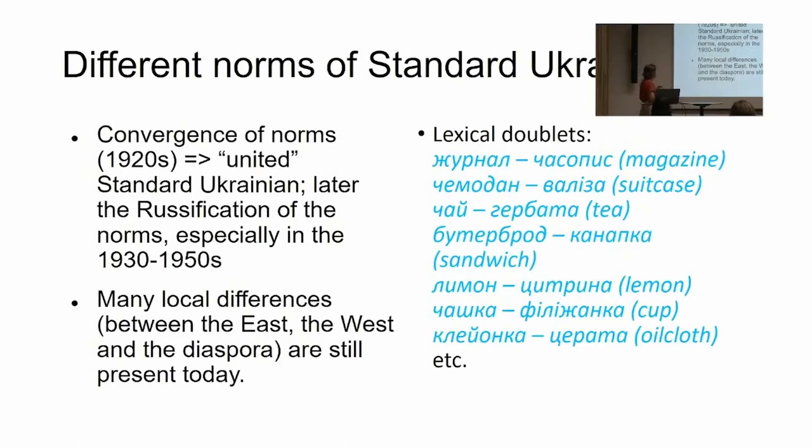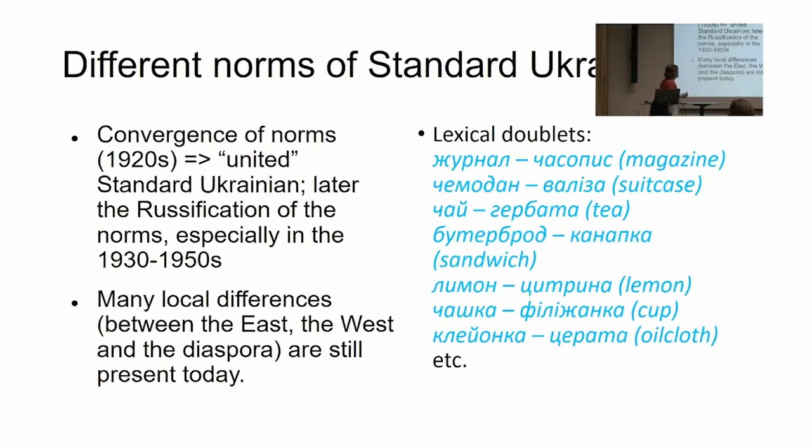And we still have different norms of standard Ukrainian. We have many local differences now in modern Ukrainian. You can see that the first common norm, common standard of the Ukrainian language was created in the 1920s, in the late 20s. And it was used for a very short period. Later, in the early 30s, it was changed because of the Soviet language policy, and the Ukrainian norm was moved closer to the Russian language. And this first united norm is still used in the Ukrainian diaspora in other countries.